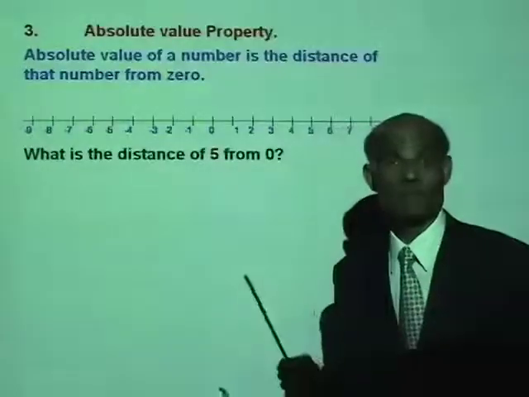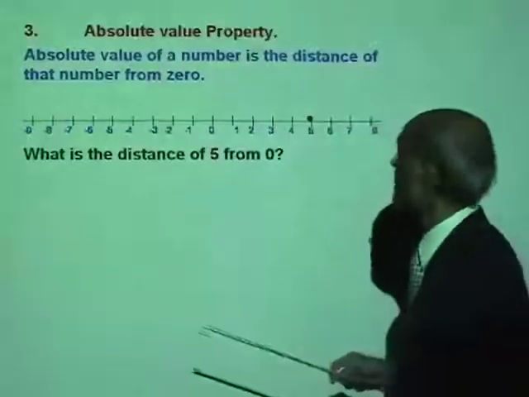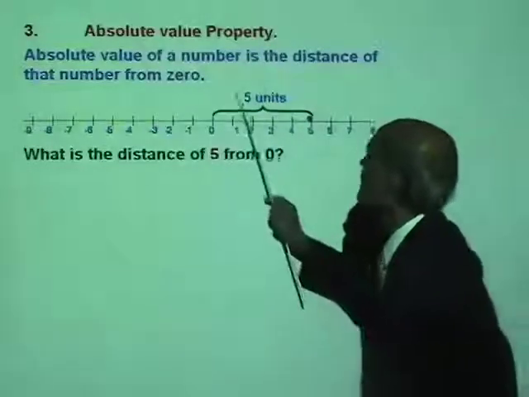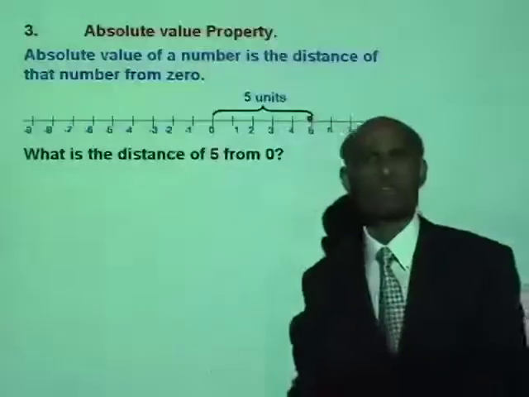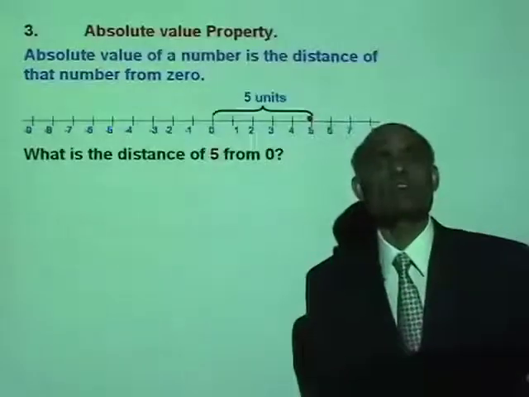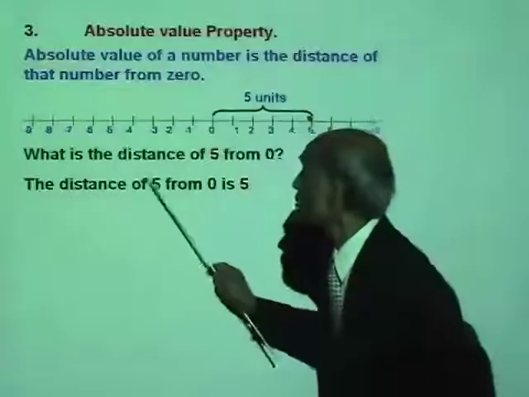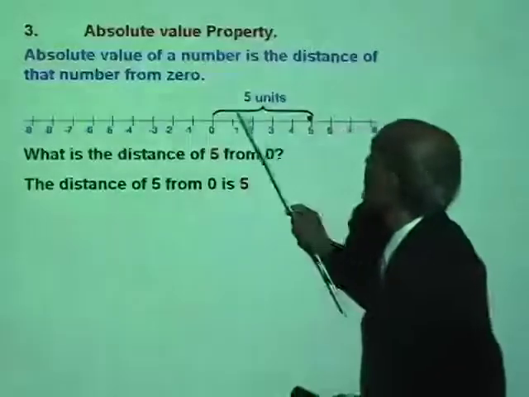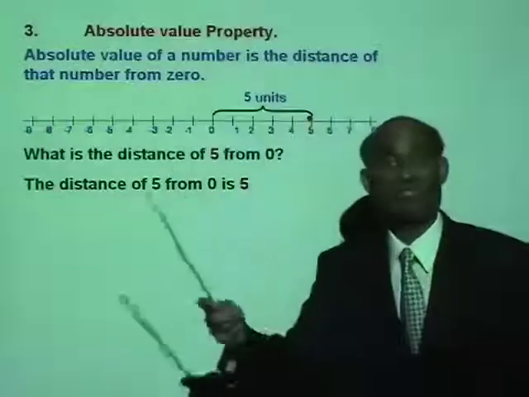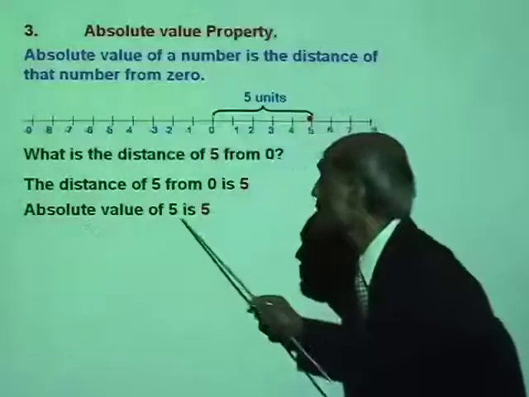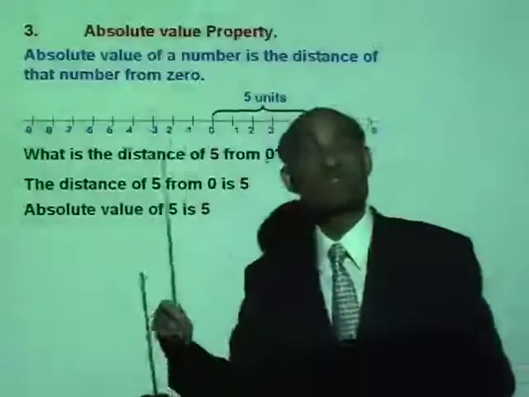Is that right? Alright. So, this is the distance of 5 from 0. Let's call it 5 units. It can be 5 meters or 5 kilometers. It will be 5 units. Now, the distance of 5 from 0, therefore, is 5 units. That means absolute value of 5 is 5.